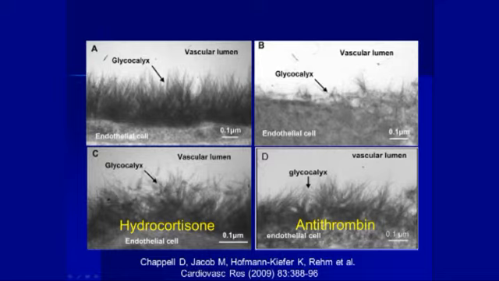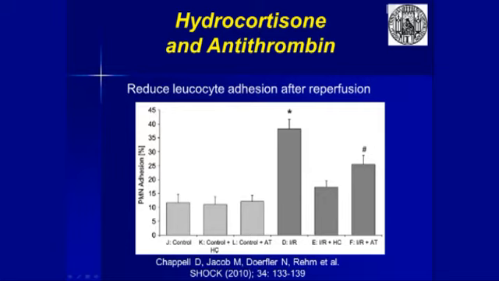Here you can see electron microscopic views of a thick glycocalyx in the control heart. And this after ischemia reperfusion, the glycocalyx is destroyed. Pre-treatment with hydrocortisone or antithrombin prevented the destruction of the glycocalyx during ischemia reperfusion. This glycocalyx protection stabilizes the vascular barrier, leading to a decrease in tissue edema and to protective effects concerning blood cell adhesion. For example, ischemia reperfusion led to an increase in leukocyte adhesion here.